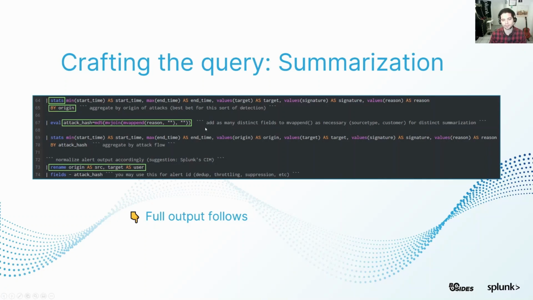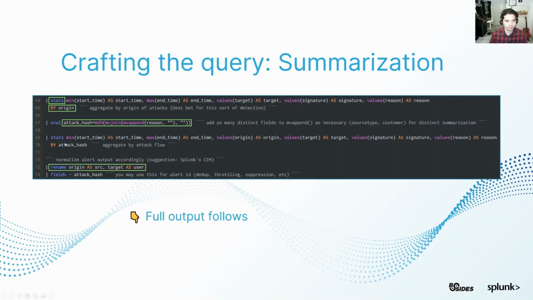If you want to do this by different source types, or if you are in a multi-tenant environment where you have client or tenant information, that's probably another value that you want to add to this MV append so that it will also treat the attack flow a little bit differently.